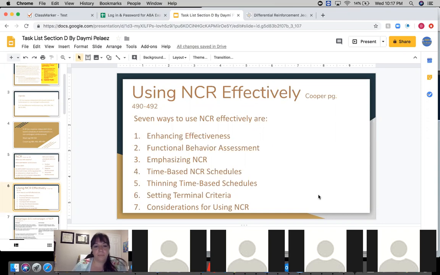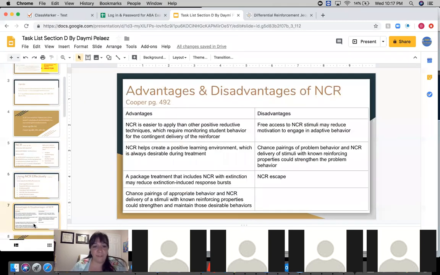Considerations for using NCR. Great job, guys. I'm sorry, I'm going to have you guys read it again because now we're going to go over another chart, which is advantages and disadvantages. I'll read the first one for you guys.